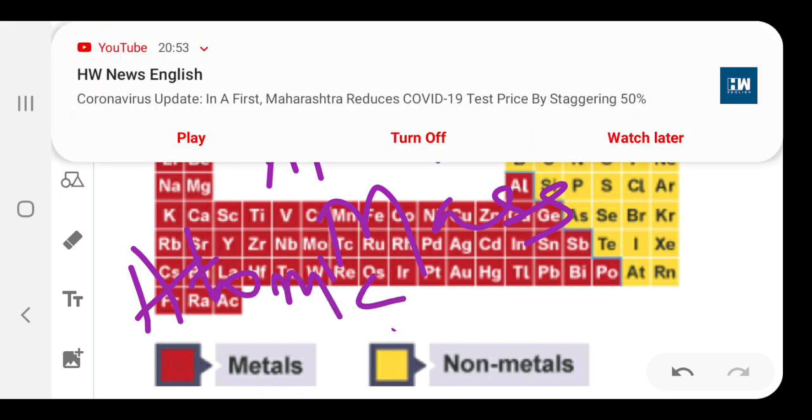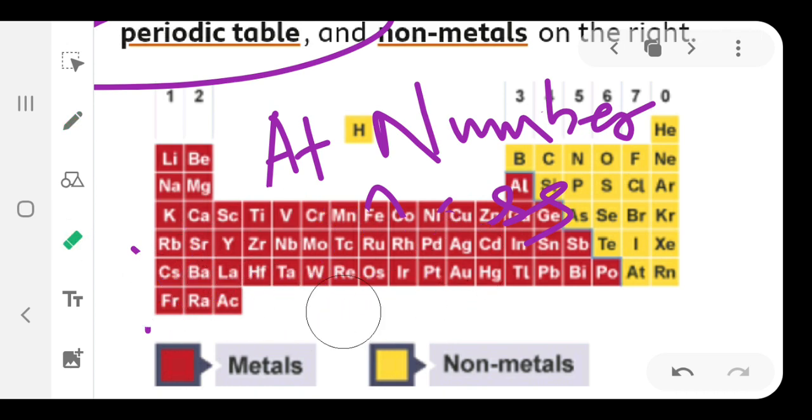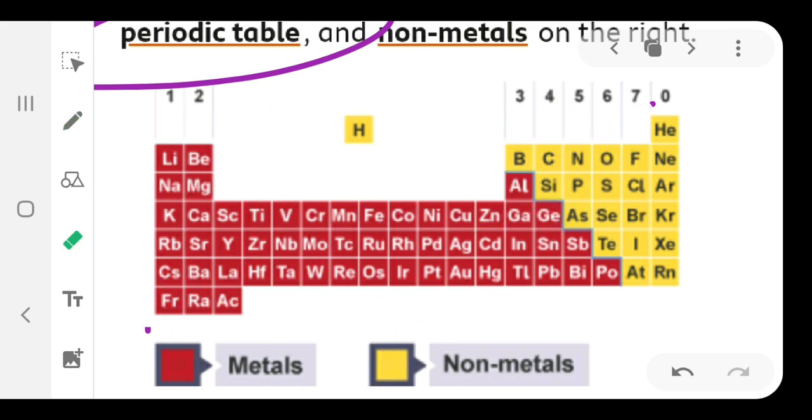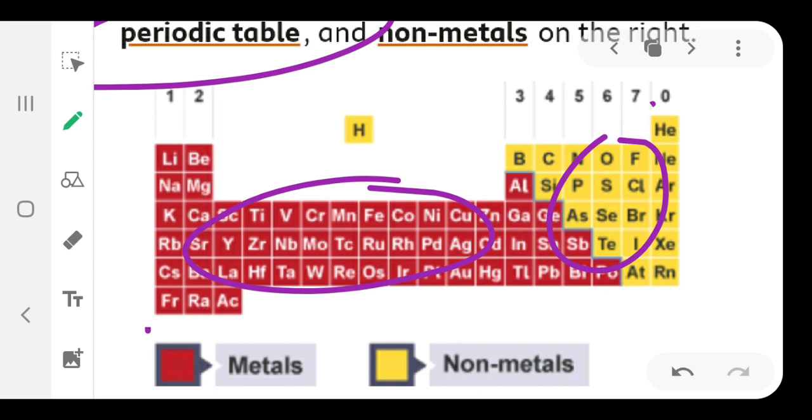Each element in this periodic table has certain numbers given to it. We call them atomic number and mass number. Whatever you can see in the red zone of this table, we call metals, and those in the yellow zone, we call non-metals. Elements are basically classified in these two blocks. Metalloids we will do afterwards. All the red zone area is called metals and the yellowish part is called non-metals.